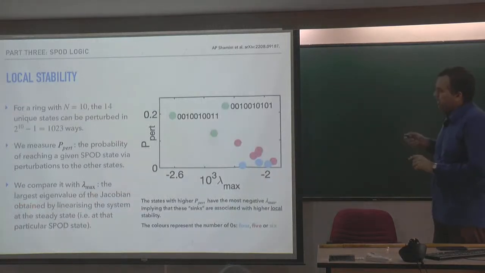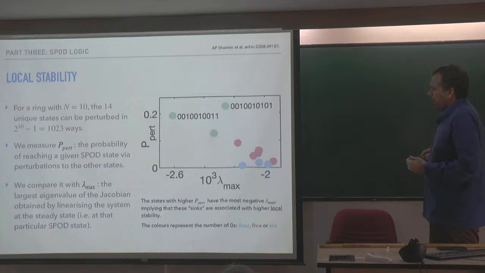So now, if we know all the spots that we can obtain, we can provide perturbations to the spots, so each can be perturbed potentially in 2 power n minus 1 ways. We perturb them and see what spot we end up in. So you can go from one spot to another spot, and we can look at the probability of reaching a given spot state via perturbations to the other states. That's one thing we can measure.